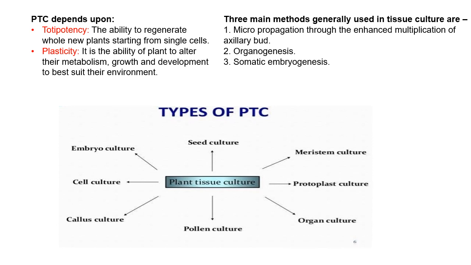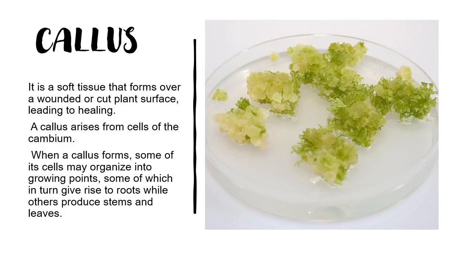Now there are types of plant tissue culture. Types here means the explant, the cell or the tissue which you are using for plant tissue culture. So you can use pollens, you can use seeds, you can use meristem, you can go with protoplast culture, organ culture, or callus culture, cell culture, or embryo culture. So these are some 8 types of plant tissue culture. Now we will see those one by one.